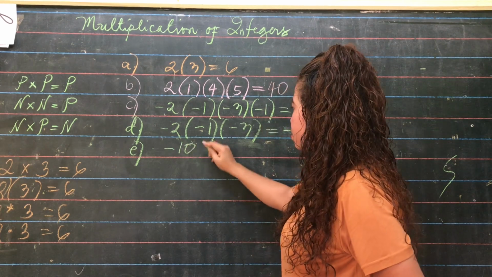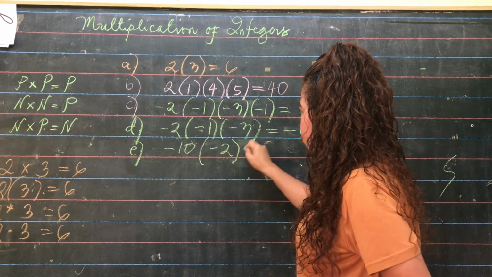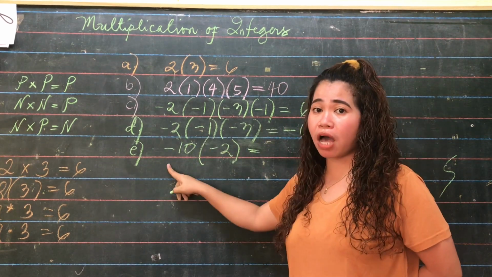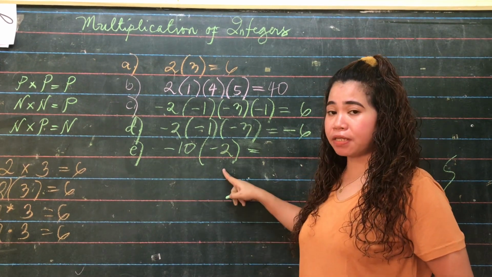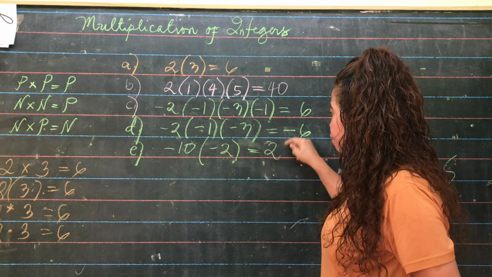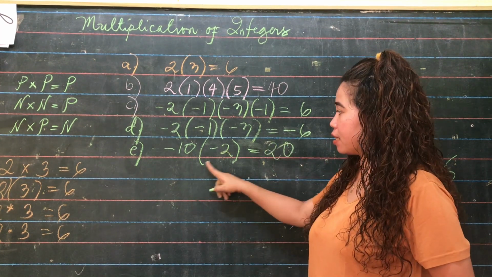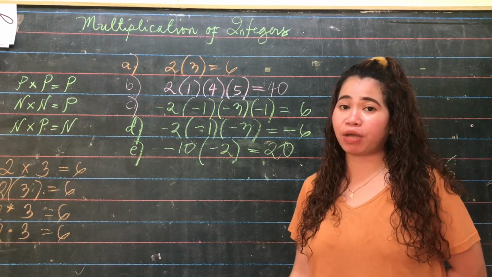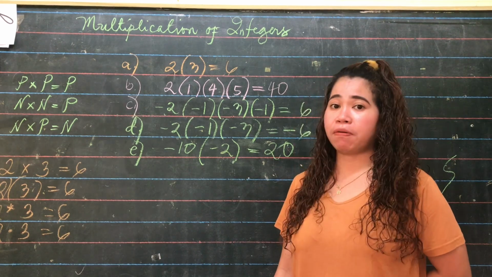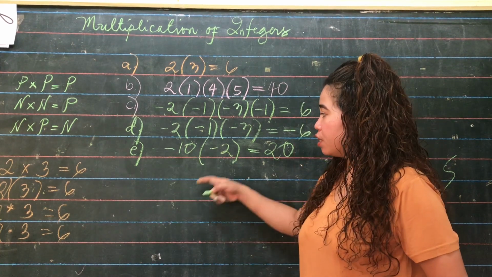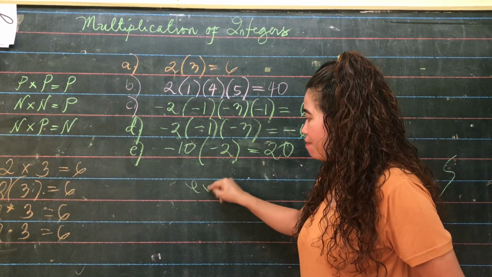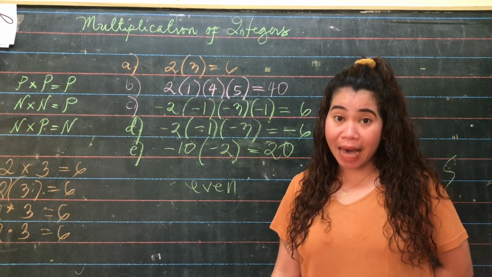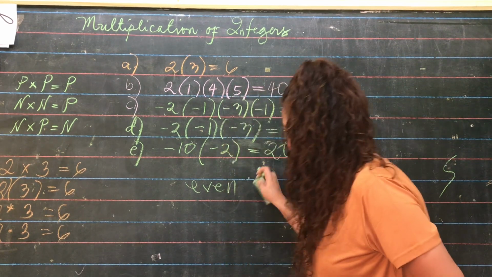Negative 10 times negative 2, same sign ang duha, negative times negative, the answer is positive 20. Negative 10 times negative 2, you have positive 20. Pila ka buok negative numbers gi-multiply, you have 1, 2. There are 2 negative numbers being multiplied, it's even. Sa Bisaya pa, pares. Let's have another example.